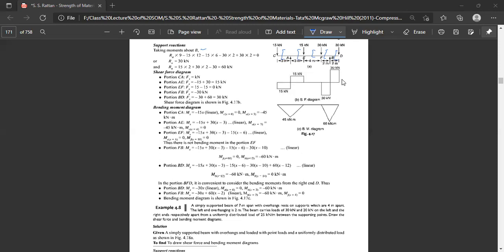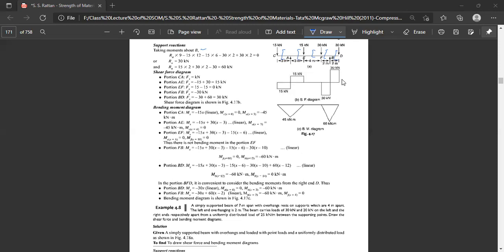If we put the value of x equal to 6, the moment will become 0, and if x is equal to 10, it will also become 0. So it is clear that there is no bending moment between E and F. As there is no shear force, there is no bending moment. Nothing is bending in the beam.